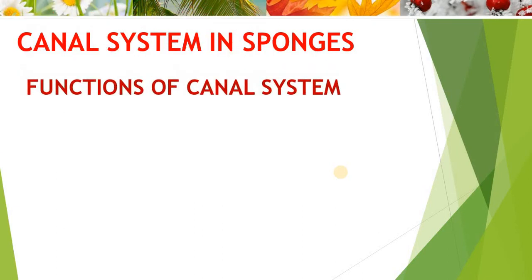Functions of canal system. The canal system creates a water current to flow in and out of the sponges continuously. This water current has the following functions. First, respiration. The cells absorb oxygen from the water current and give out carbon dioxide.